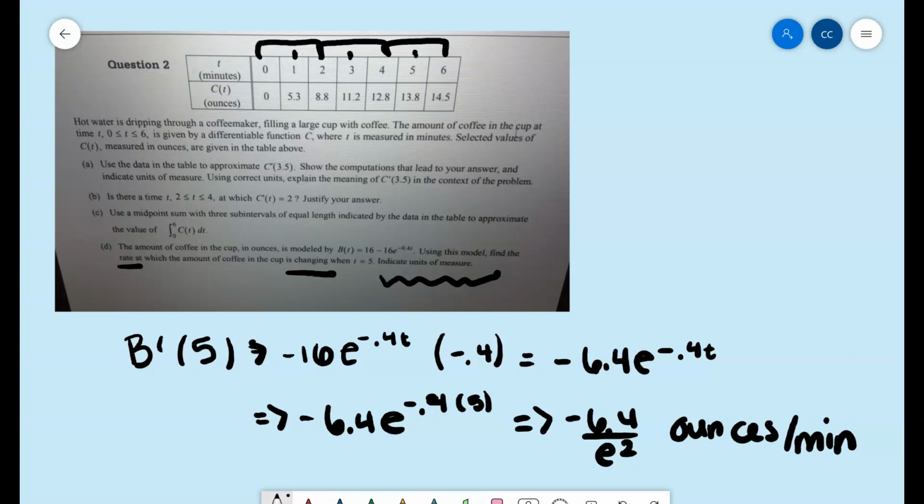All right, so that sums up question 2 for AP free response review. Again, table, rate of change, slope of the secant, MVT, key concepts of AP Calc. Good luck.